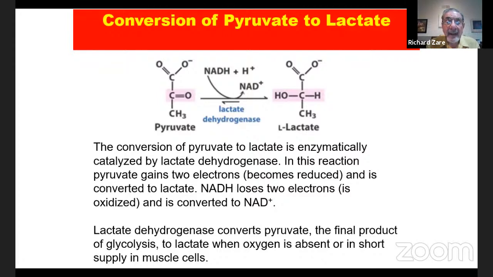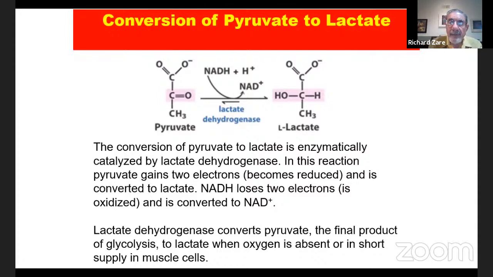And in this reaction, the pyruvate, you see here, gains 2 electrons. That means it becomes reduced and is converted to lactate. Okay, and NADH is oxidized. It loses 2 electrons and is converted to NAD+. And lactate dehydrogenase converts pyruvate, the final product of glycolysis, to lactate when oxygen is absent or in short supply. And that's why your muscles ache with exercise, right? Okay, we know this. Fine.